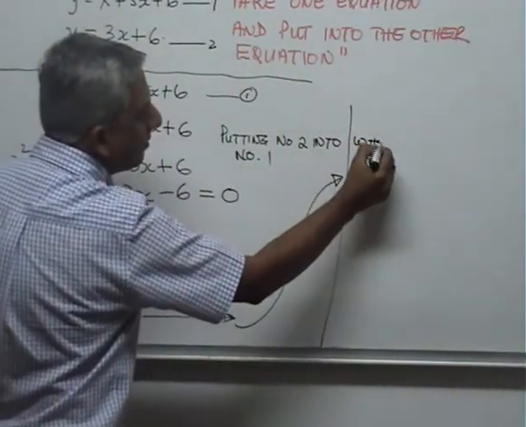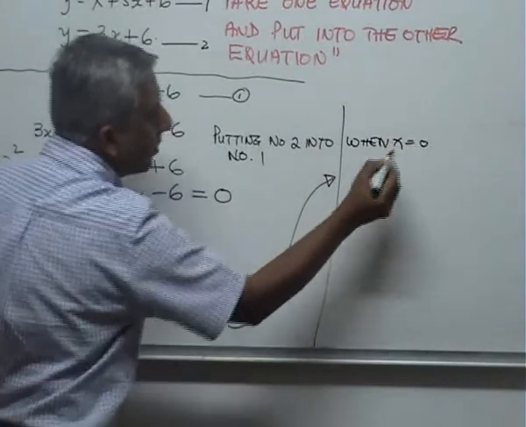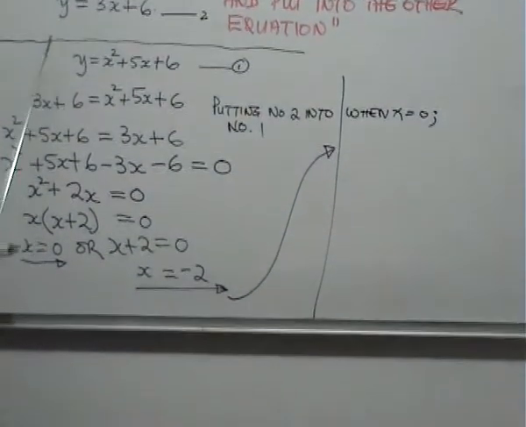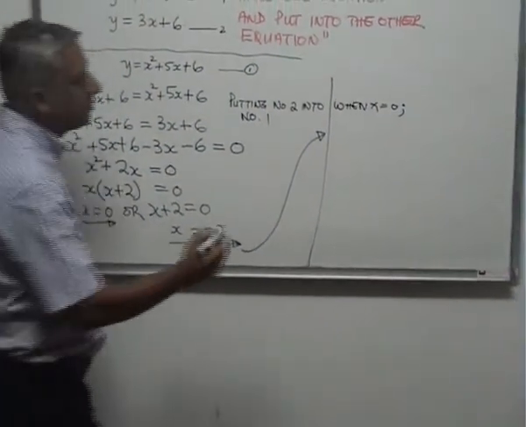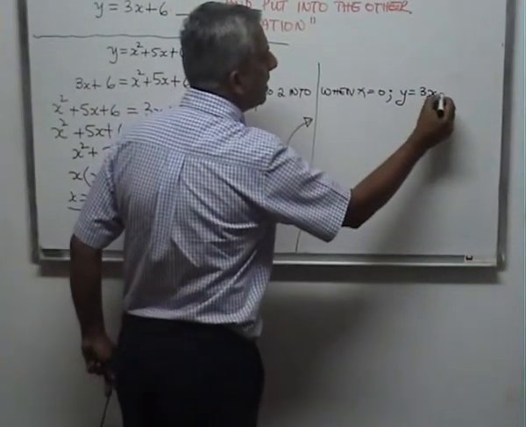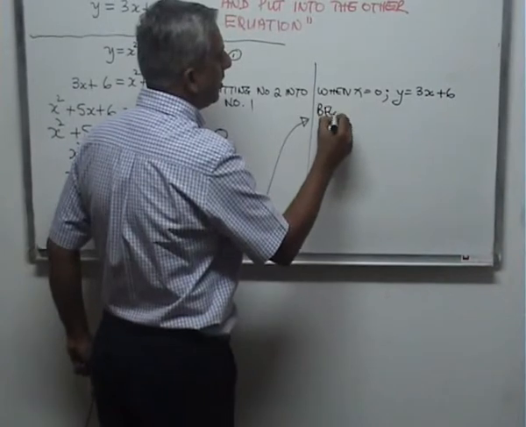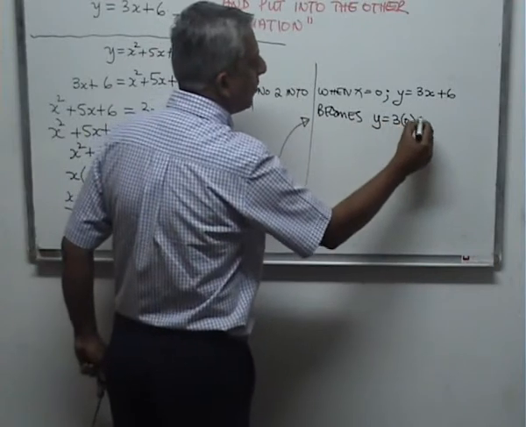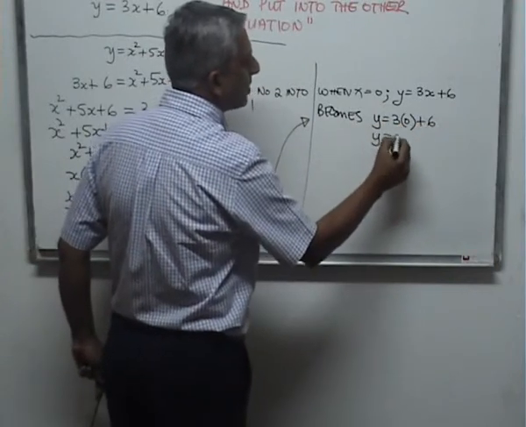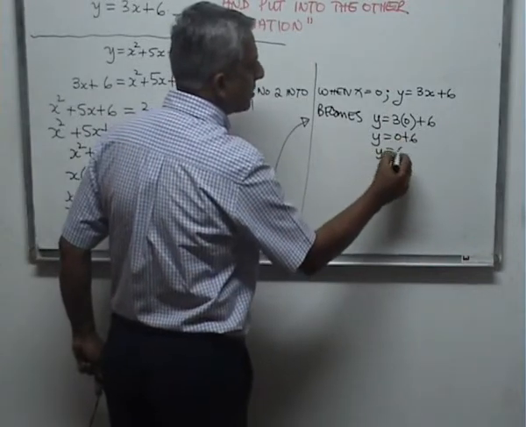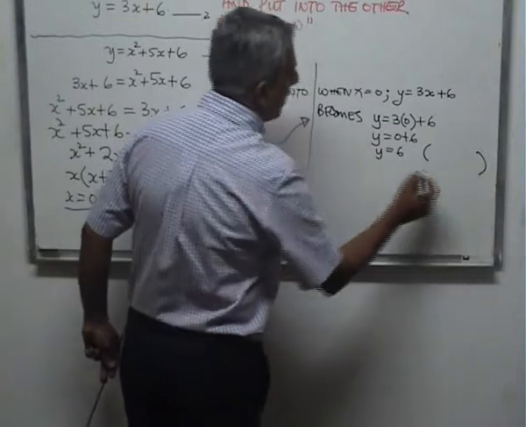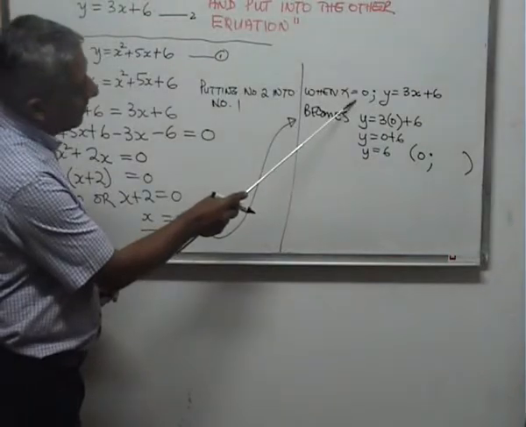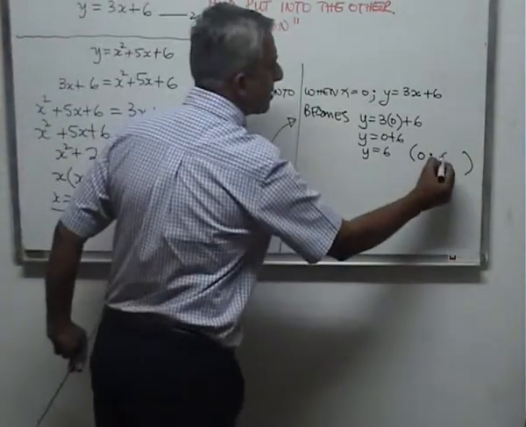and we're saying that when x is 0, y is equal to 3x plus 6 becomes y is equal to 3 times 0 plus 6. y is equal to 0 plus 6. y is equal to 6. In other words, the first ordered pair we get is 0 because x is 0 and y is 6.